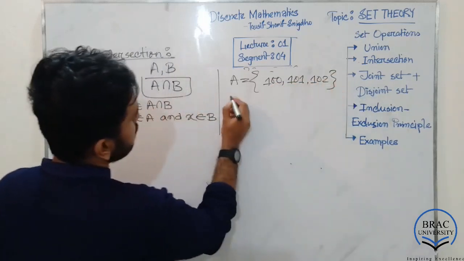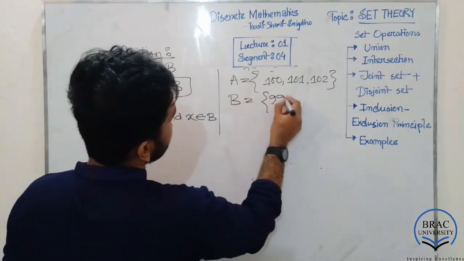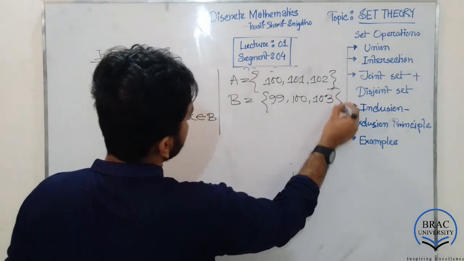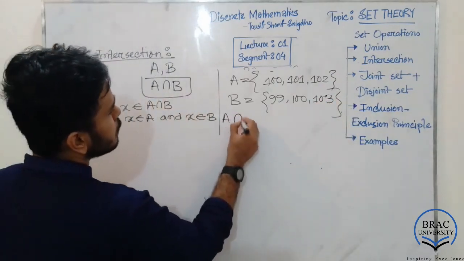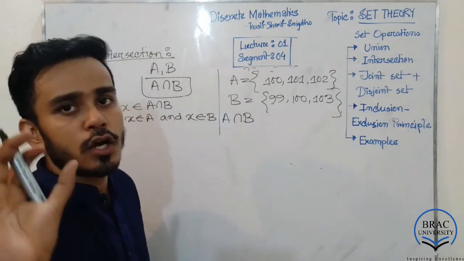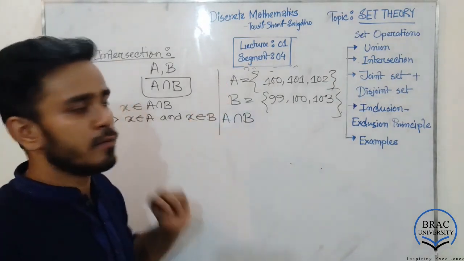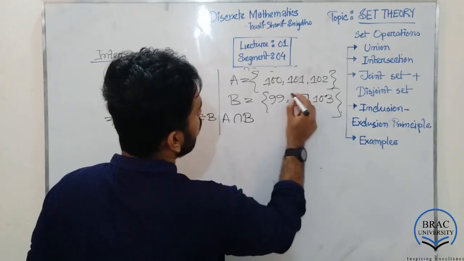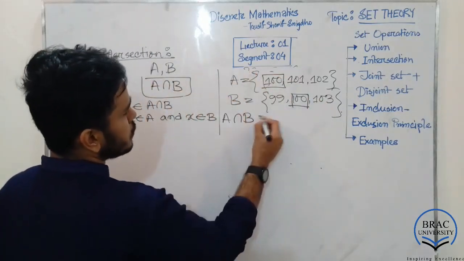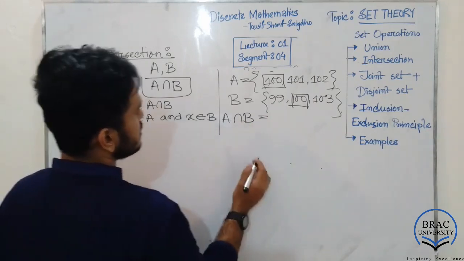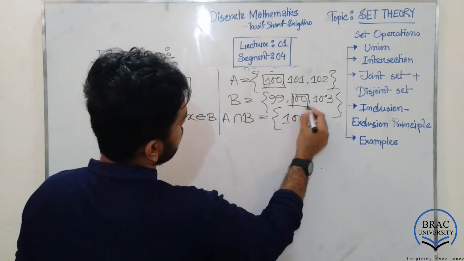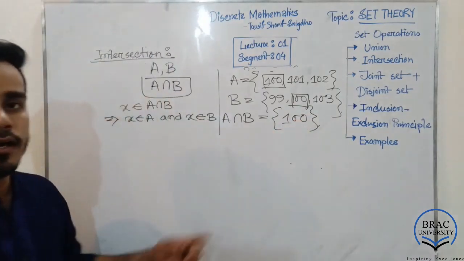If you want to see an example here, A is 100, 101, 102, and here B is 99, 100, and 103. So, if you are supposed to determine A intersection B, you will look for the common elements of A and B, and here we get only one element, 100, that is common to both of these sets. So, A intersection B equals this set, which contains only 100.